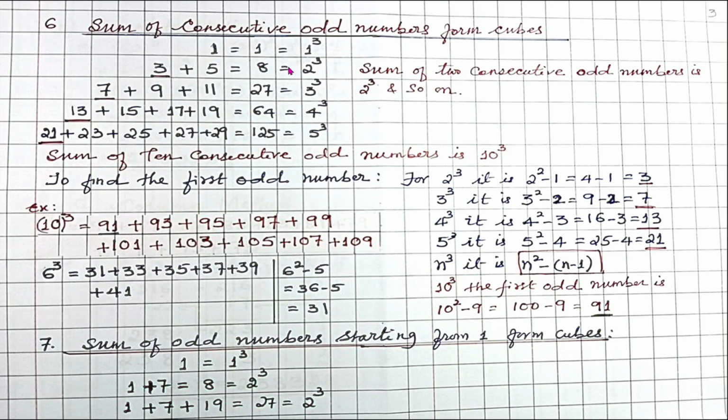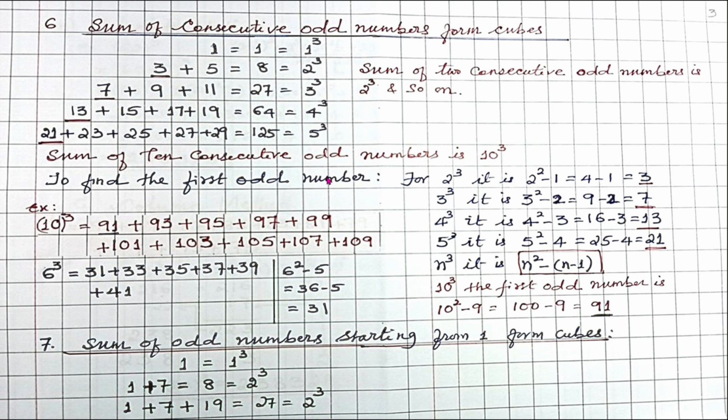Addition of that we get 8, and 8 is 2 cube. So 2 odd numbers when we add, we get 2 cube. When 3 consecutive odd numbers starting from 7 are added, we get 3 cube. When 4 consecutive odd numbers are added starting from 13, we get 4 cube. And when 5 odd numbers are added starting from 21, we get 5 cube. Therefore the sum of consecutive odd numbers starting from a particular number gives the cubes of different integers.